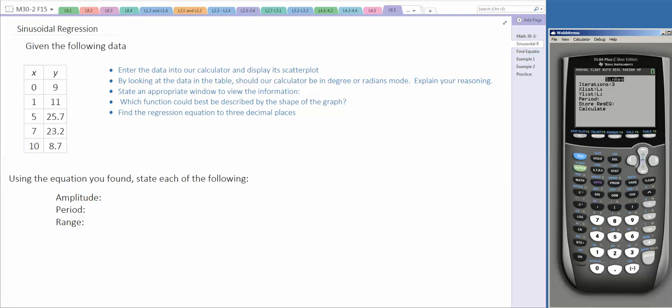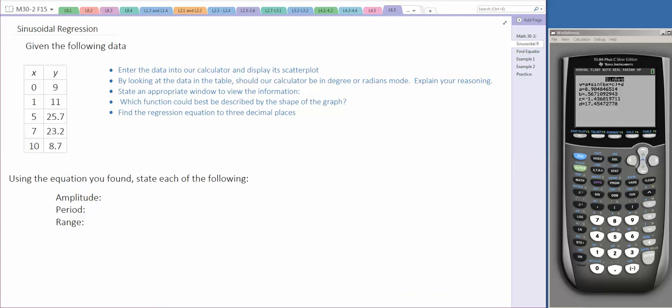So now comes storing the data. We want to access Y1 to tell it to store there. To do that, we go into our vars, over to Y vars, and number 1 function, enter, and we'll put it into Y1. Now we will calculate, and it takes a few moments to go through the calculations. So we've determined our equation. We have A, B, C, and D.